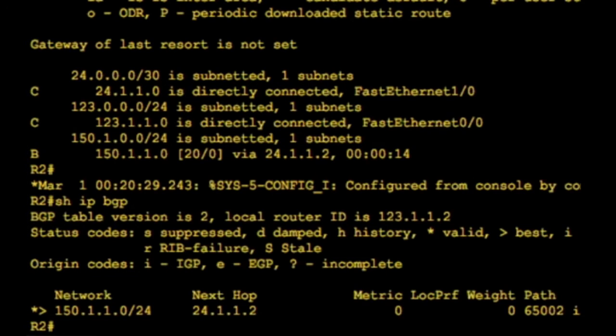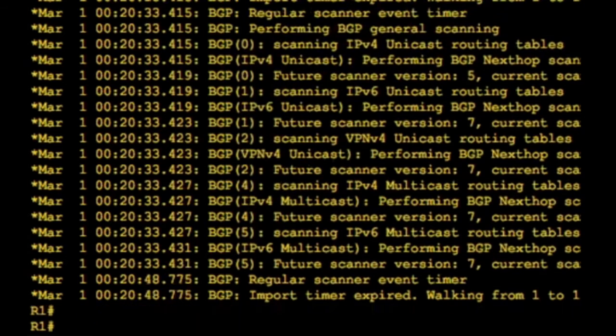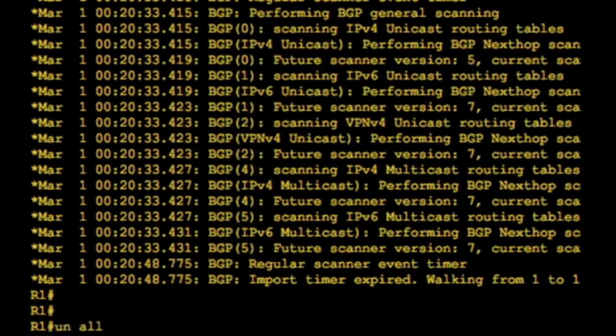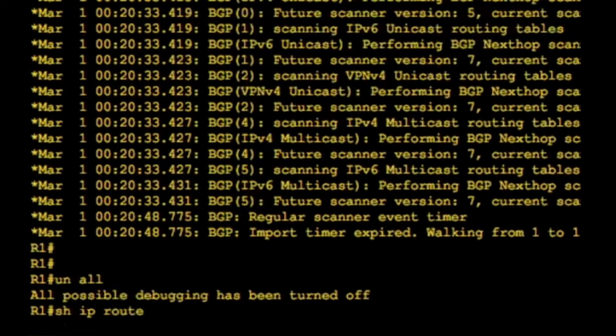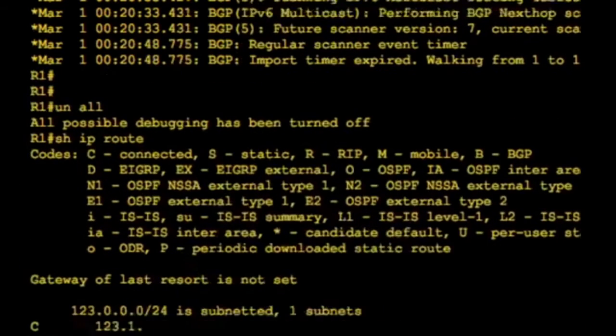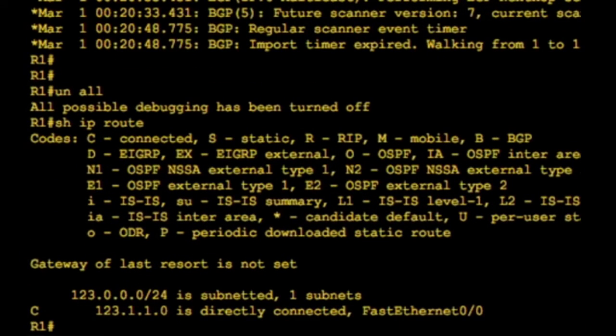So let's have a look at R1 here. Let's just get rid of some of this debug stuff. So let's see if we've got that network in our routing table. And we don't. So R4 has sent its network 151.1.0.0/24 into R2. R2's got it in its routing table. That's all nice. But R1 hasn't got that in its routing table. So what's the deal with that?